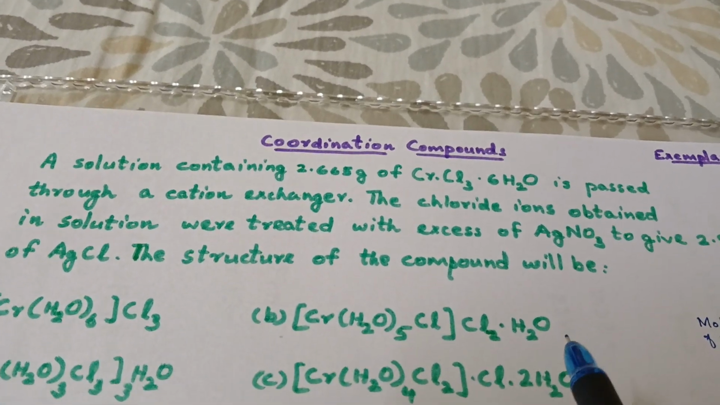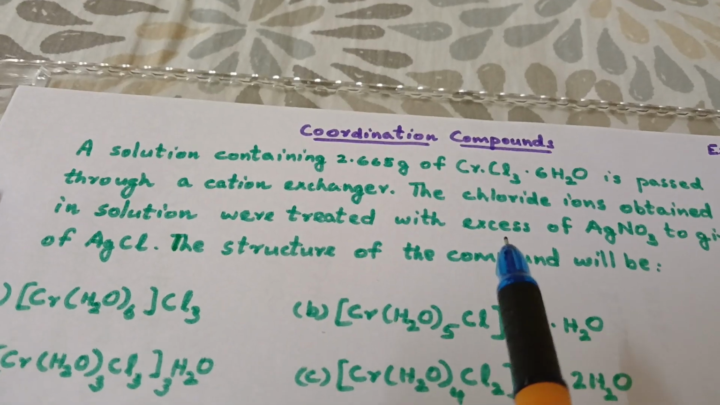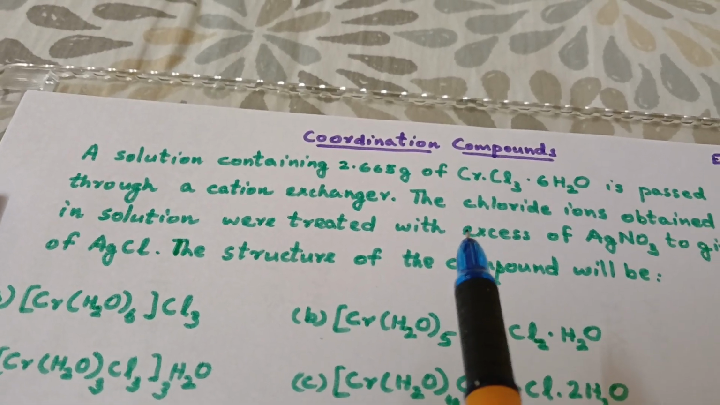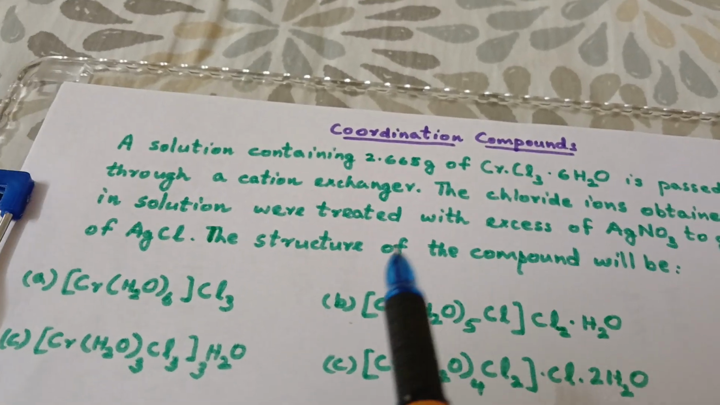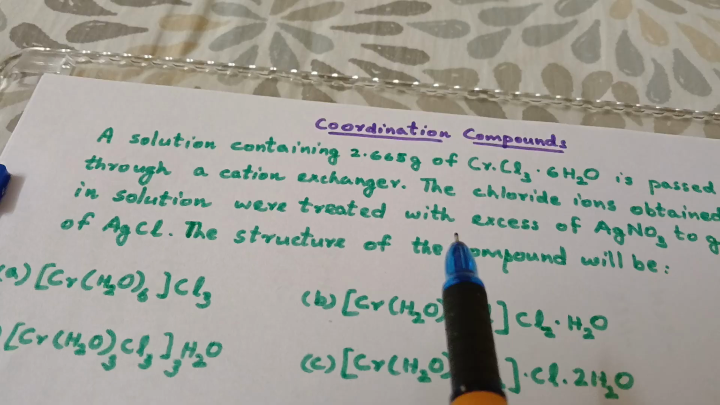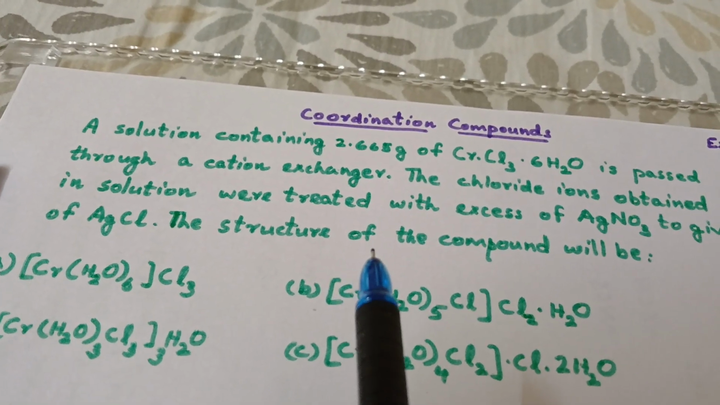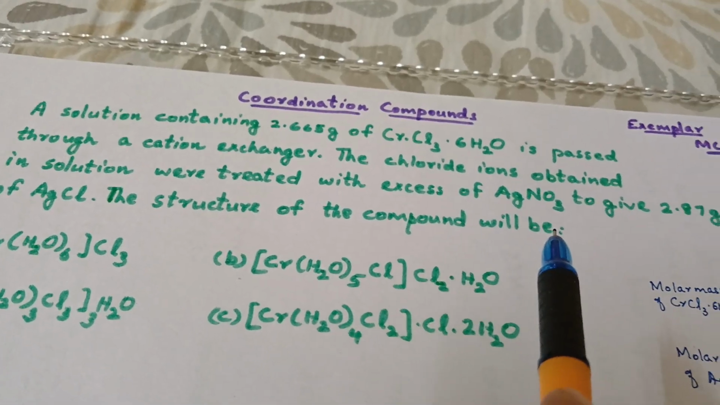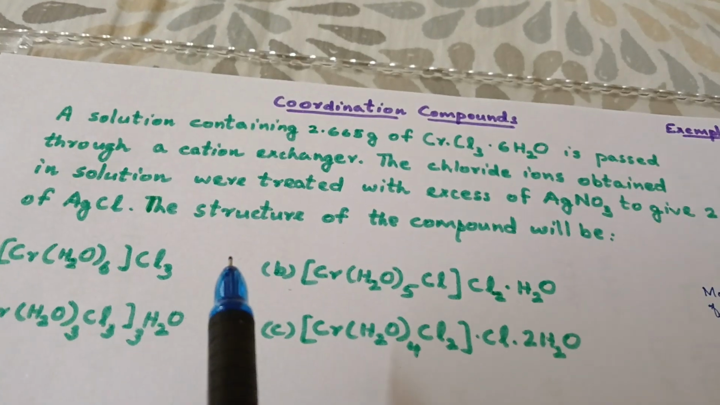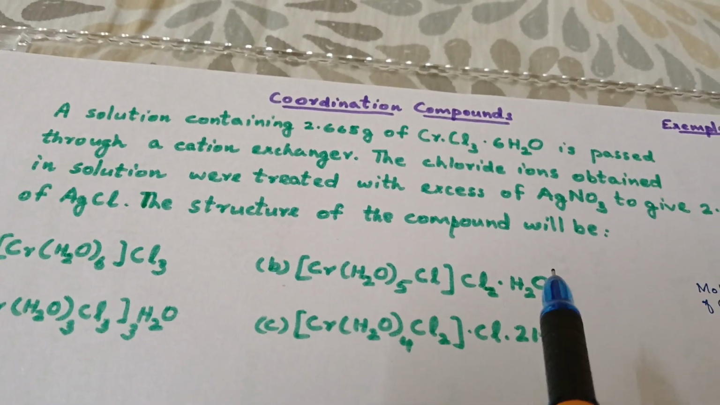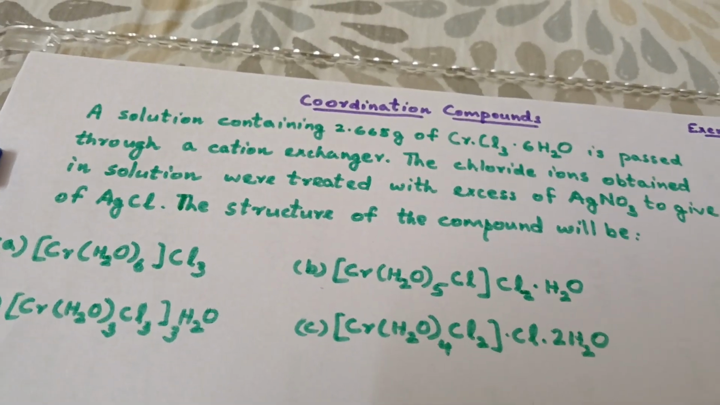An MCQ from coordination compounds. A solution containing 2.665 gram of CrCl3.6H2O is passed through a cation exchanger. The chloride ions obtained in solution were treated with excess of AgNO3 to give 2.87 gram of AgCl. The structure of the compound will be. We are given 4 options also.